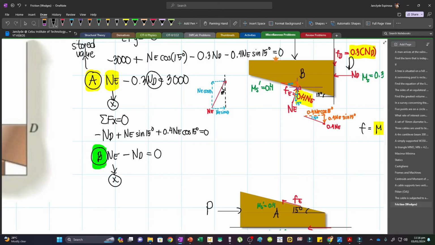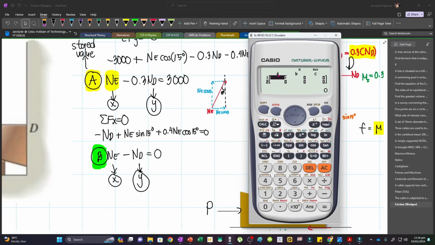And then ND will be our y. So this is y, and also this one. Let's make that clear. And so for a, I will type the coefficient of x. So I have a, which is the stored value. And then for b, I have negative 0.3, which is the coefficient of ND. So minus 0.3, and that's equal to 3000. So this is 3000. And then for the second equation, the coefficient of NE is stored at B. And so I will type B and then press equals.